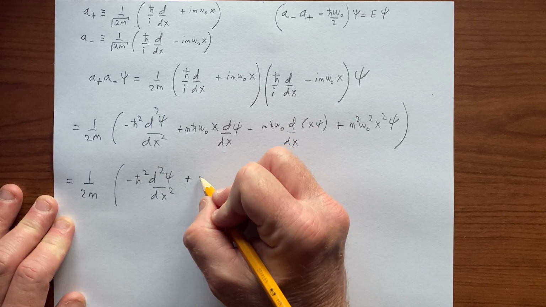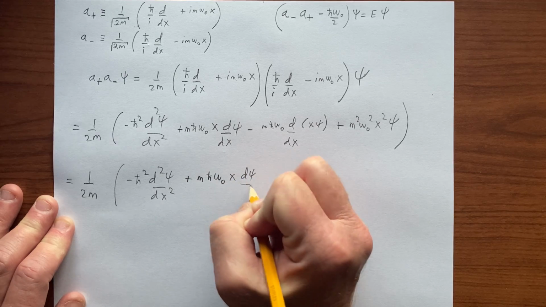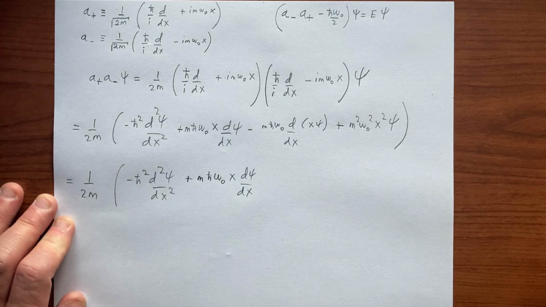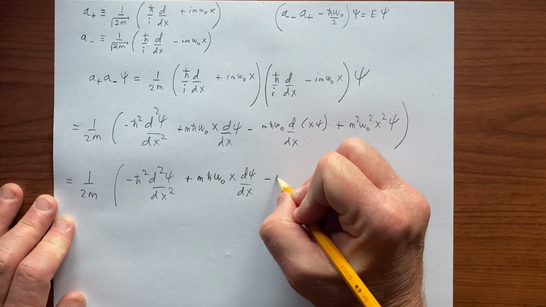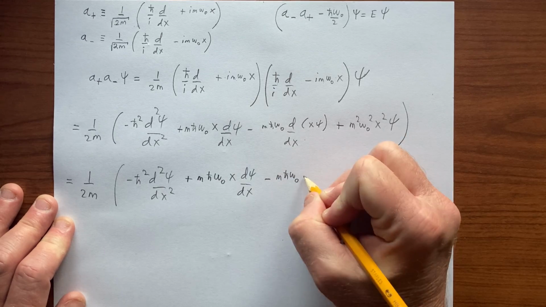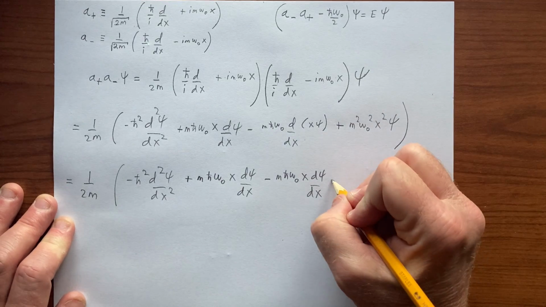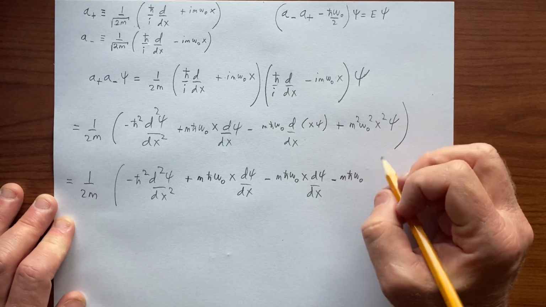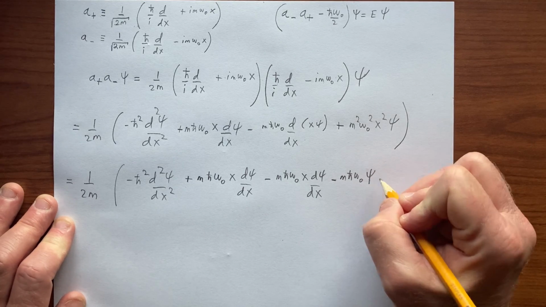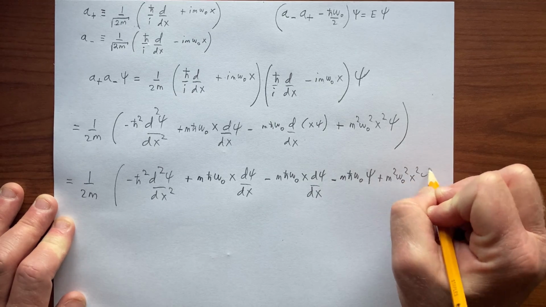plus m h bar omega naught x d psi dx, minus a term just like this, m h bar omega naught x d psi dx, minus m h bar omega naught psi, plus m squared omega naught squared x squared psi.